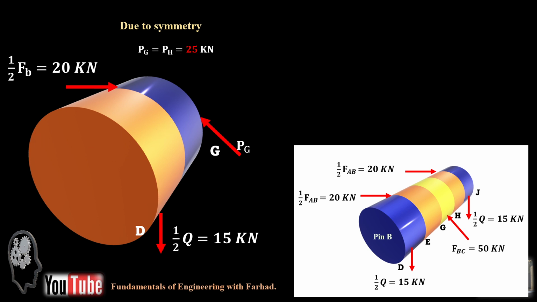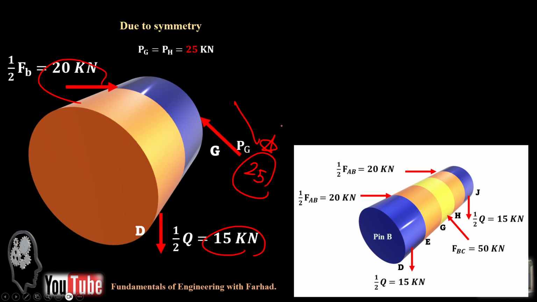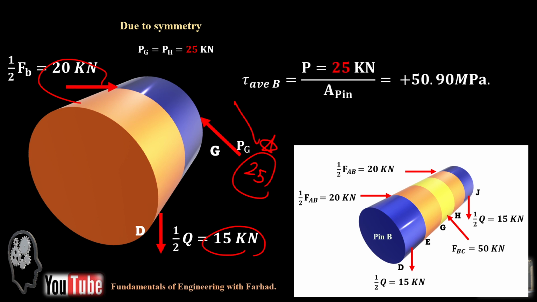So for all of these forces, you can easily see the maximum value among 20, 15, and 25 is 25. We use this number to calculate our tau average to be on the safe side. So tau average at B is equal to 25 over the area of the pin. And if you do so, it gives you a positive 50.9 megapascal.